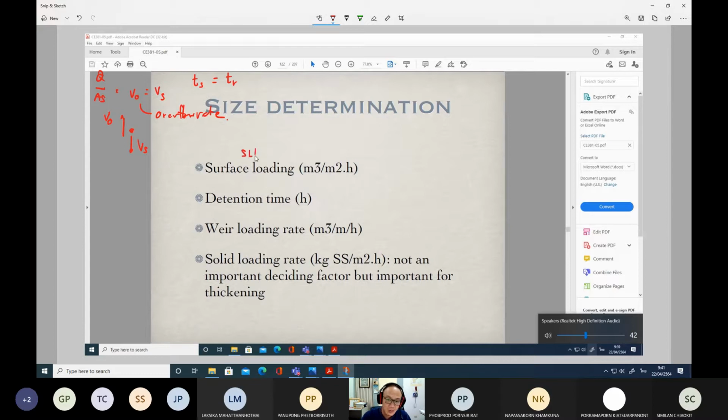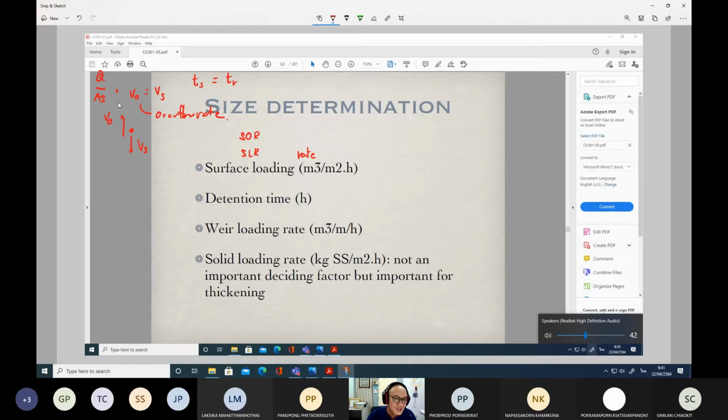Sometimes it is the surface loading rate, sometimes they call it the surface overflow rate. But anyway, they are all the same. They mean the flow rate divided by the surface area. Last week, I explained the importance of the overflow rate. If you still remember, if we could lower the overflow rate, we could enhance the settling efficiency.